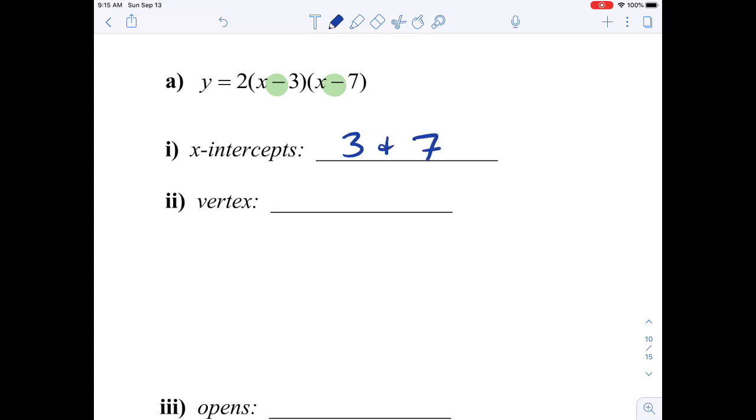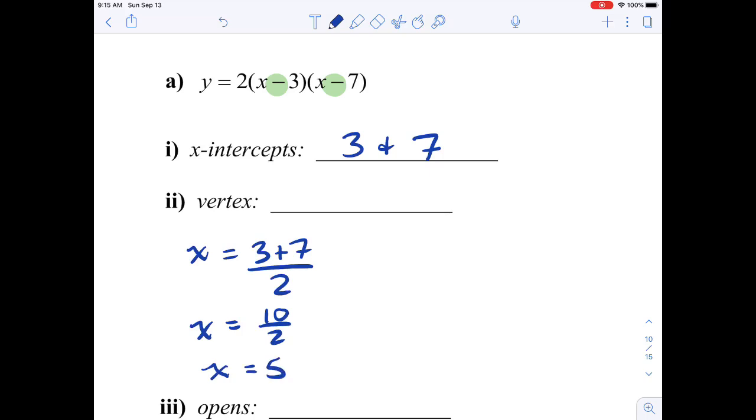So for the vertex, we can't write anything on that line just yet until we do a little bit of work first. We'd say the x-coordinate of our vertex is going to be equal to what we get when we do 3 plus 7, and then divide it by 2. In other words, we're trying to find the number that is right between 3 and 7. Now, you might be able to just work that out in your head, but you'll be able to verify it by doing this quick calculation. Of course, it's 10 over 2, or in other words, it's 5.